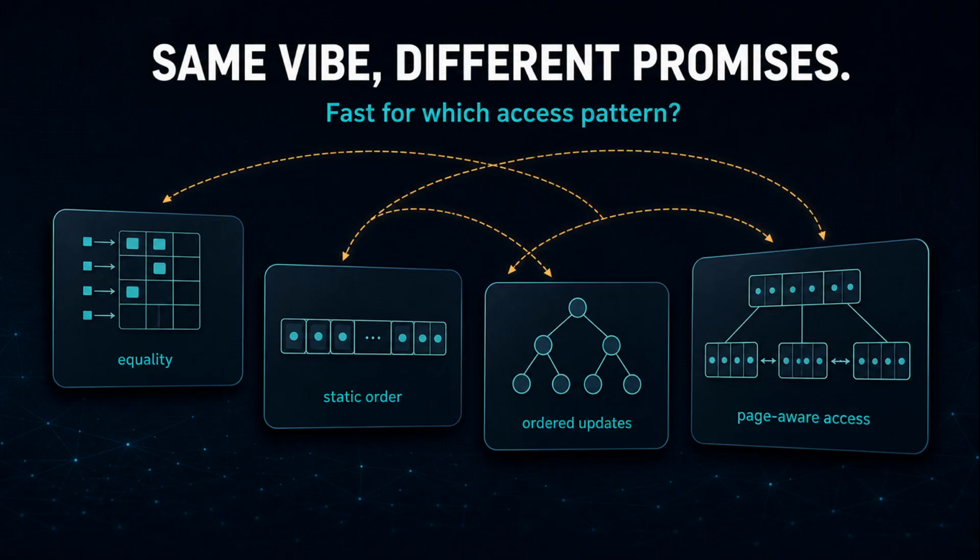After the planner view, here's the mistake people make. Treating all lookup structures as interchangeable. Hash table, sorted array, linked search tree, B tree, same general vibe. Find stuff fast. Right, and that's the trap. Their promises are completely different. Hash tables give equality lookup without order. Sorted arrays give amazing reads and painful middle inserts. Memory resident balanced trees give ordered updates. B trees give page-aware ordered access for storage engines. So the question is not which structure is fastest. It is fast for which promise.